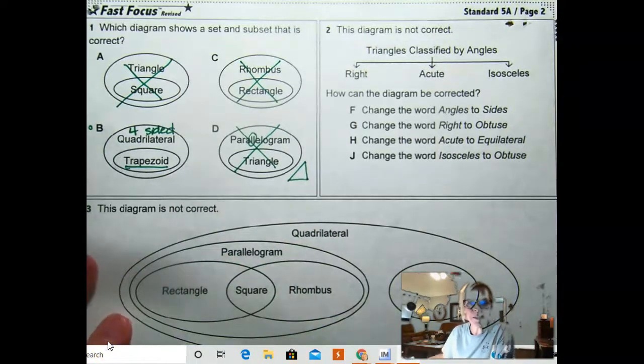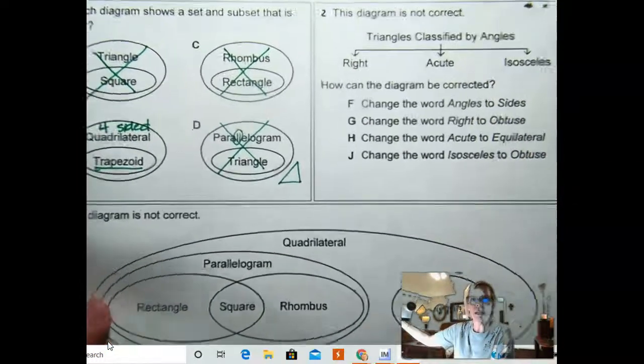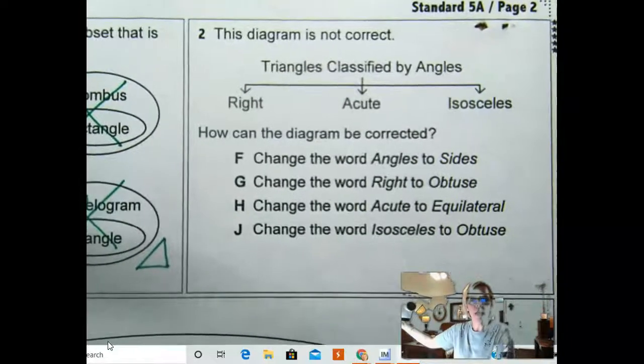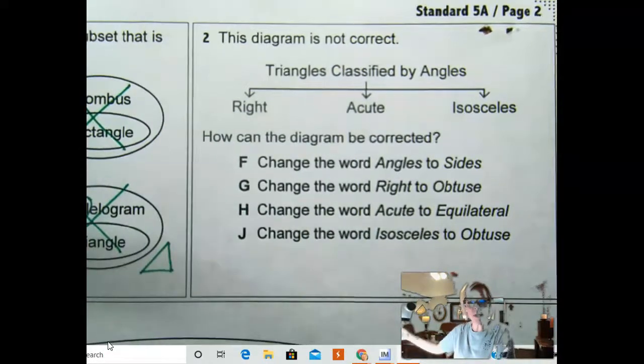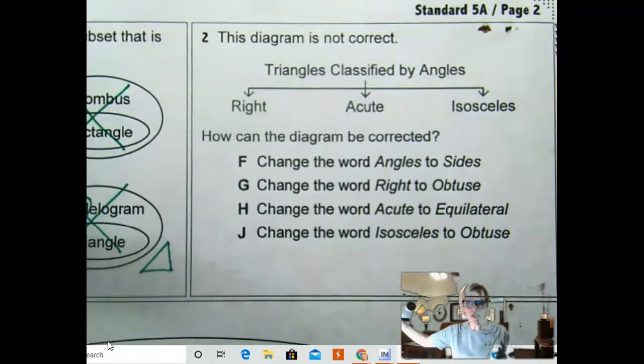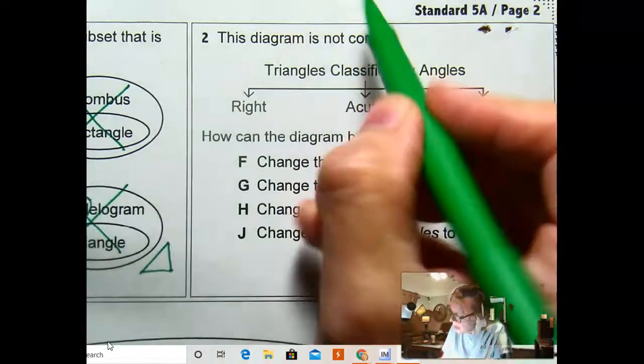Okay, so number 2. It says this diagram is not correct. So we are going to find out what is wrong, okay? Error analysis. I love doing error analysis because it's basically saying, okay, how can we fix this situation? You really have to know a lot about a topic in order to do error analysis. So let's see if we can figure this out. Now, triangles, we did that last week. I hope you studied a whole lot about those triangles. All right, it says this diagram is not correct.